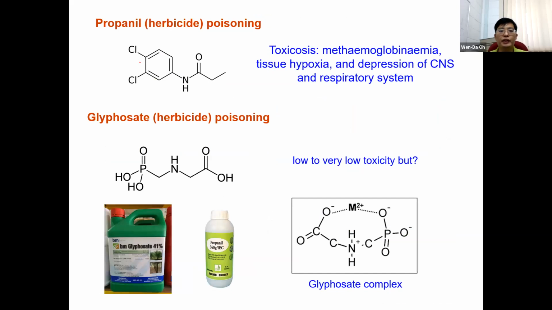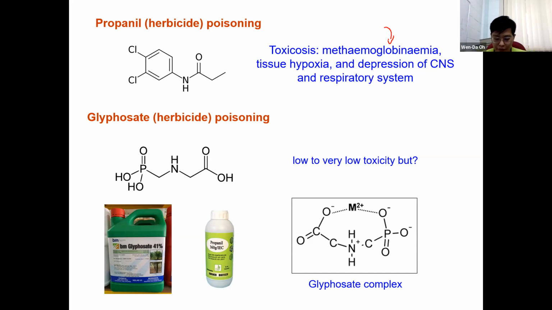So we also look at these two examples. One is propanil. This is a herbicide widely used in Sri Lanka, right? This herbicide has caused a lot of issues. For example, you have methemoglobin anemia. Okay, this is a blood-related issue. Your erythrocytes get inhibited because the hemoglobin in the erythrocytes is affected by this propanil.